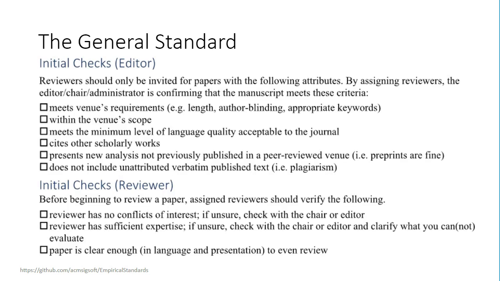Now, to reduce duplication, we also created a general standard with attributes that should apply to all empirical research. The general standard begins with initial checks for editors and reviewers. The editor's initial checks are basically desk reject criteria. For example, the editor should check whether the paper's topic is within the scope of the publication before reviewers are assigned. By asking you to review a paper, the editor should be implying that the paper is within scope. Similarly, reviewers should check for things like conflicts of interest before beginning a review.